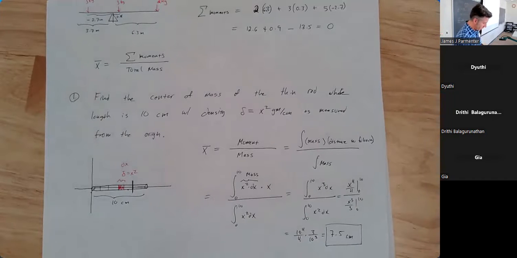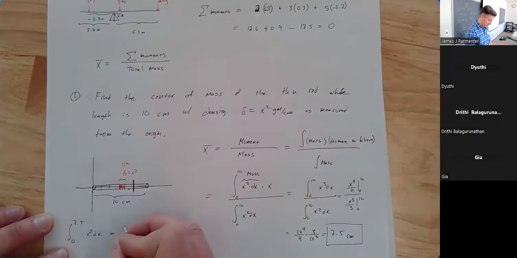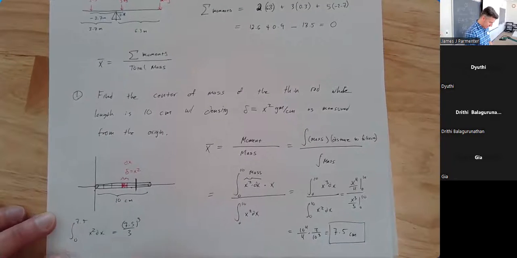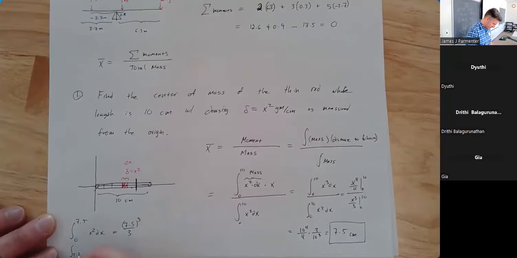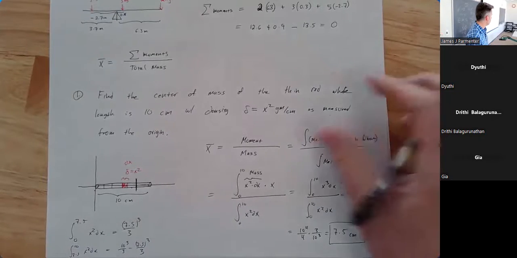And so we can even calculate it, right? The integral from 0 to 7.5 of x squared dx is going to be 7.5 cubed over 3. And that's not going to be the same as the integral from 7.5 to 10 of x squared dx, which is going to be 10 cubed over 3 minus 7.5 cubed over 3. Those are for sure not the same.